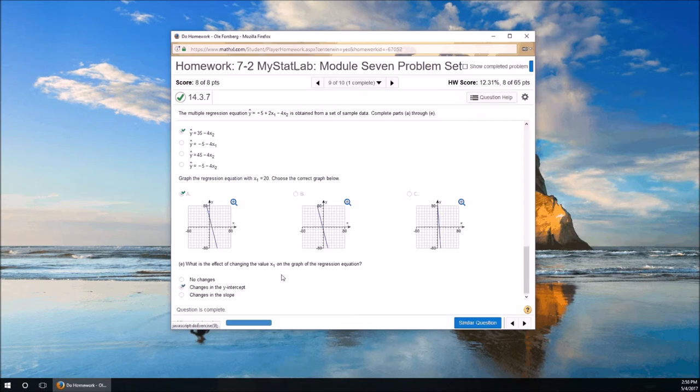So changing the value of x1 didn't affect x2's effect at all. It was negative 4 slope the entire way. The only thing that changed was the y-intercept.